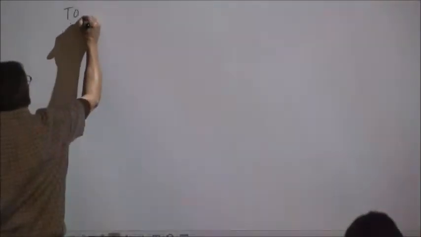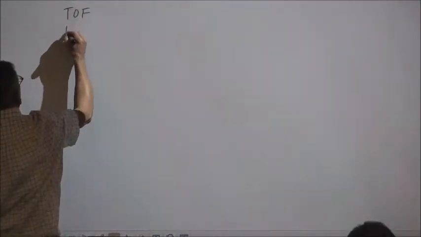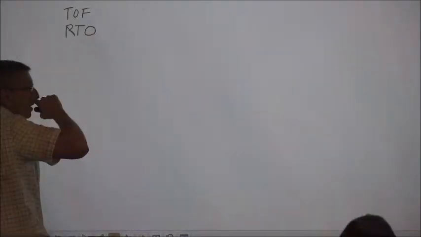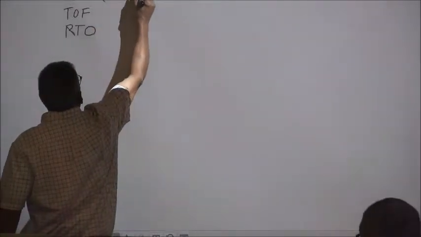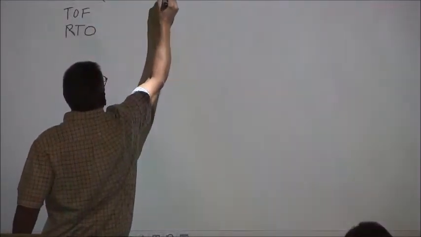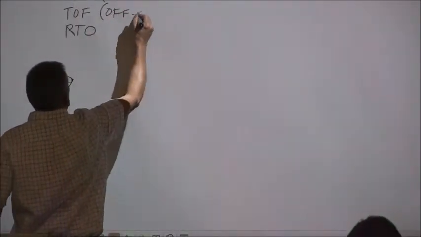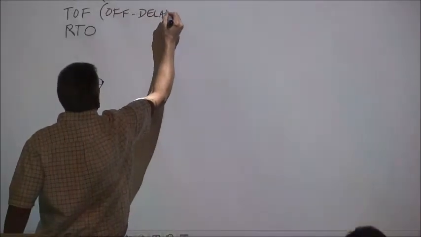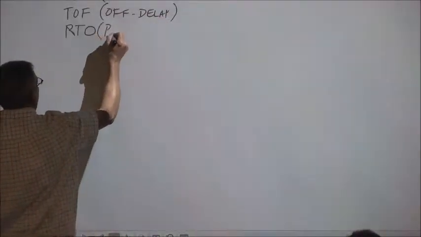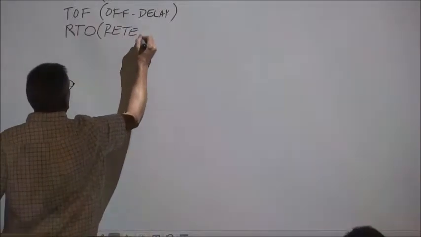So in the PLC instruction world, we have the TON, the TOF, and the RTO for timers. We're going to go through each one of these. The TON is the on-delay timer. The TOF is the off-delay timer. The RTO is the retentive timer on.